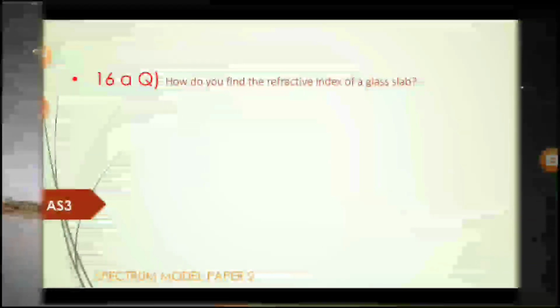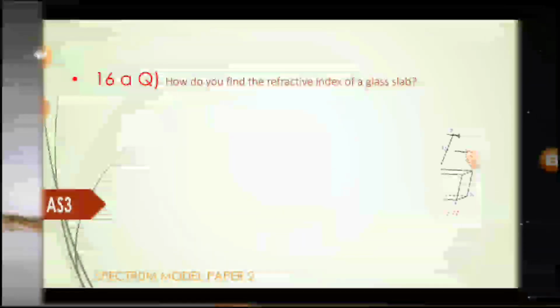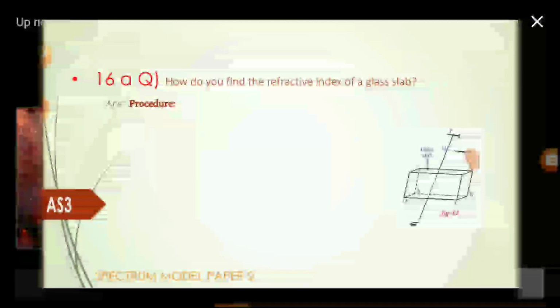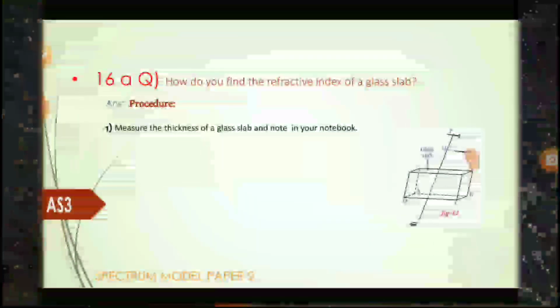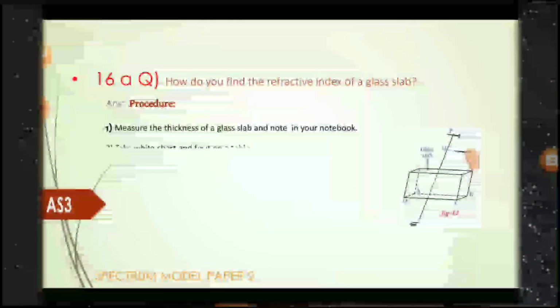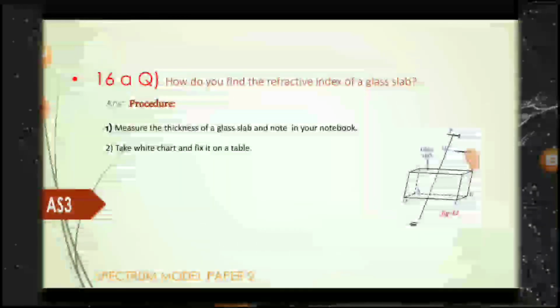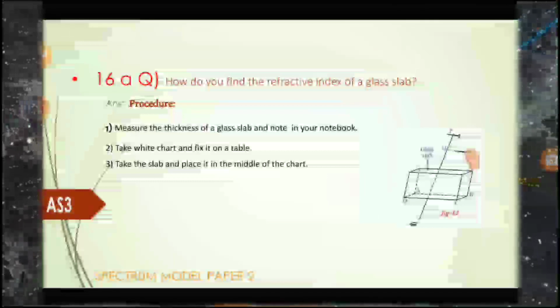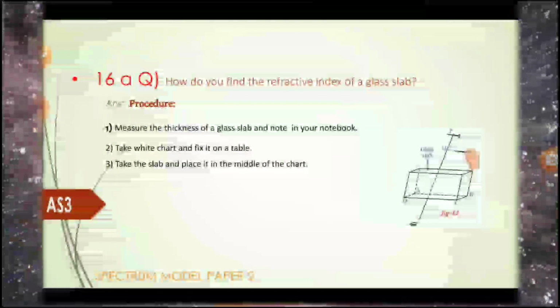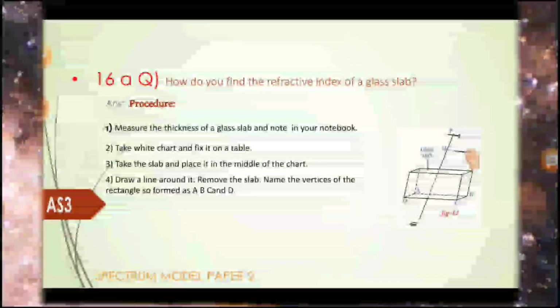16th question, AS3 question. How do you find the refractive index of a glass slab? This is the glass slab. Procedure. Measure the thickness of a glass slab and note it in your notebook. Take a white chart and fix it on a table. Take the slab and place it in the middle of the chart. Draw a line around it.